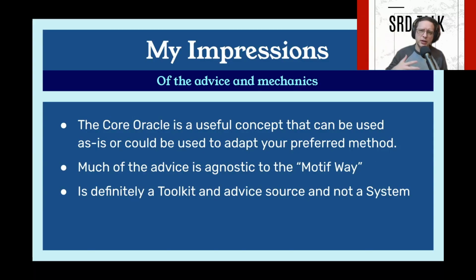Now, my final impressions of the Motif Toolkit. The core oracle, I feel, is a very useful concept that could be useful not only as is in this system, where you have different dice and they're measuring different things, and what they measure depends on the situation. But this also could be used to adapt to your own preferred method. So, for example, I might utilize a core oracle like this, but instead of using a d6, I'm using a d10. So it gives me more range to adjust things back and forth, or add bonuses and penalties without it being really swingy.